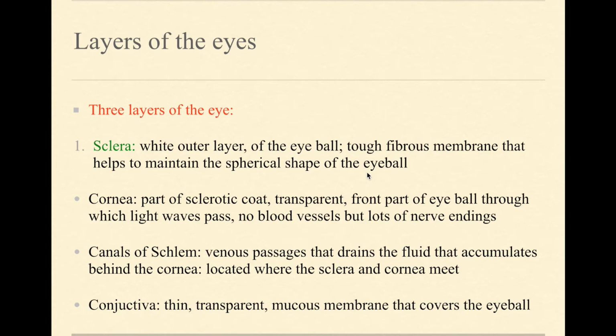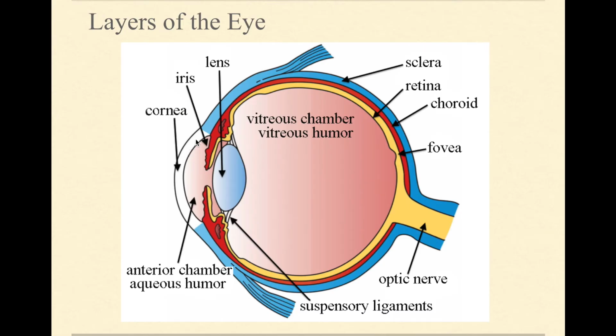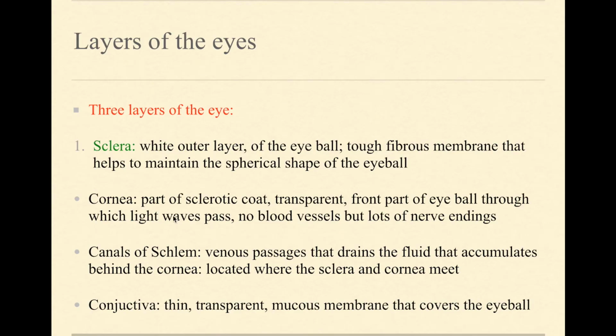In the sclera, there is the cornea, which is right here, as we can see. The cornea is part of the sclerotic coat. It's transparent. It's the front part of the eyeball through which light waves pass. No blood vessels, but they have a lot of nerve endings. We have the canals of Schlemm, venous passages that drain the fluid that accumulates behind the cornea, located where the sclera and the cornea meet.